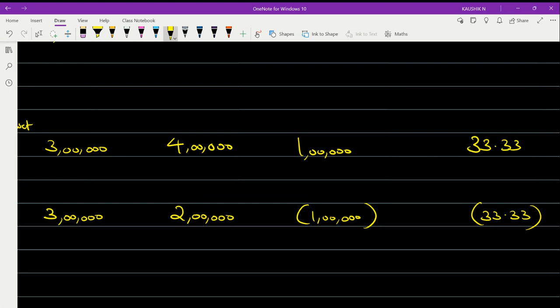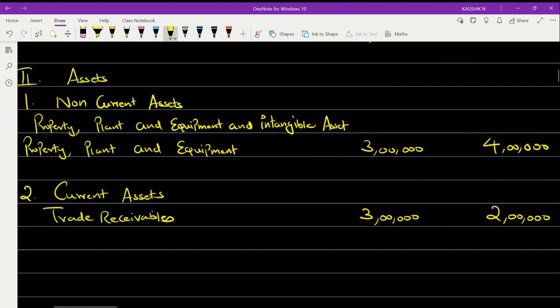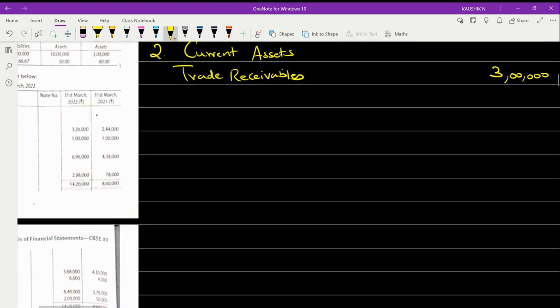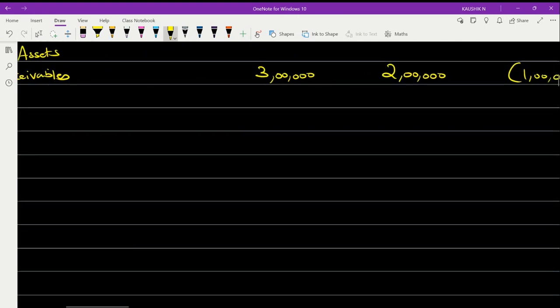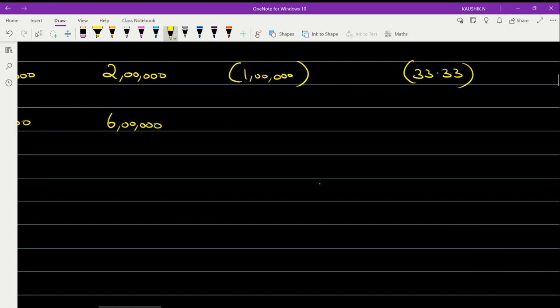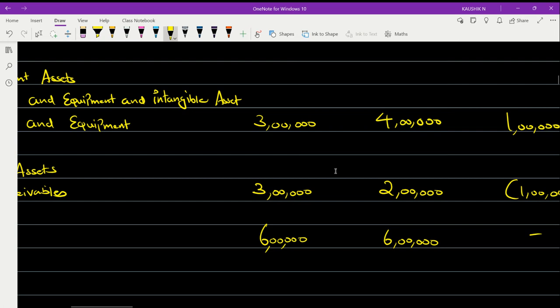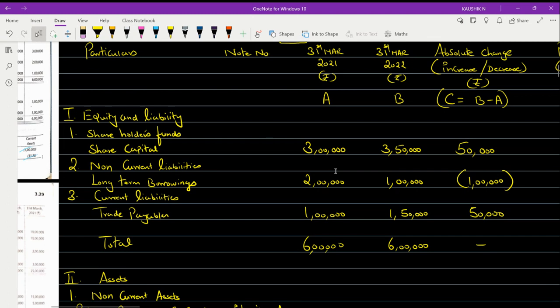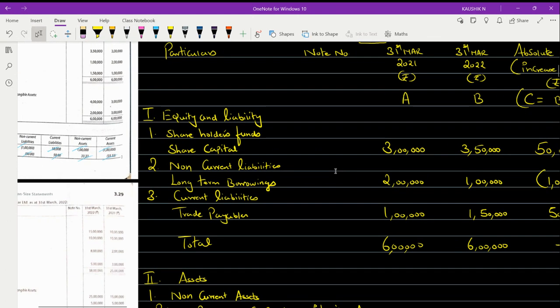Clear? Yes, sir. And now finally, you are going to bring out the total column. On both sides it is 6 lakhs, 6 lakhs. So record it as total. It is 6 lakhs, and over here also it is 6 lakhs, and nothing will come over here; it will be a hyphen. So this is how you perform your comparative statement of balance sheet. Sir, will the balance sheet total always be equal?